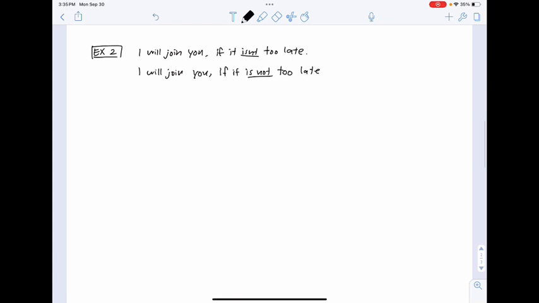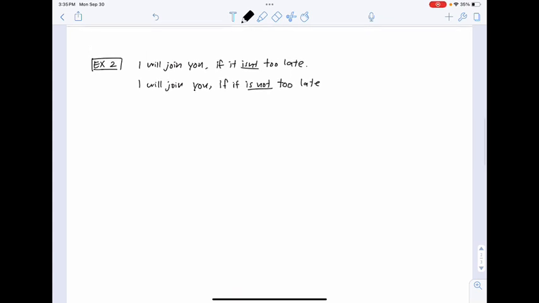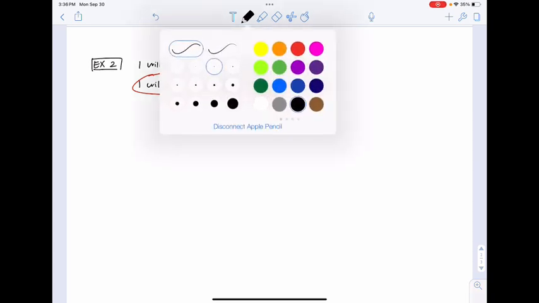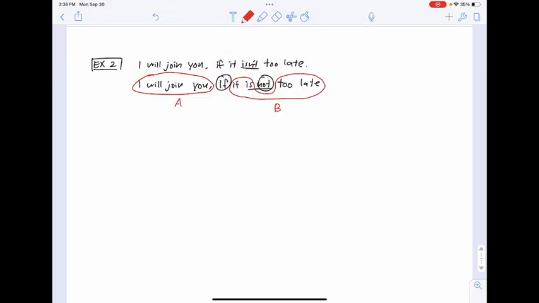And example number 2 is a little different. It says, I will join you if it isn't too late. So again, I separated isn't into is not. And now I'm going to find A and B. This time I'm going to label I will join you as A, and then it is too late I'll label as B. All we have left is if and not. They're going to be our logical connectives. Let me write out A and B though.